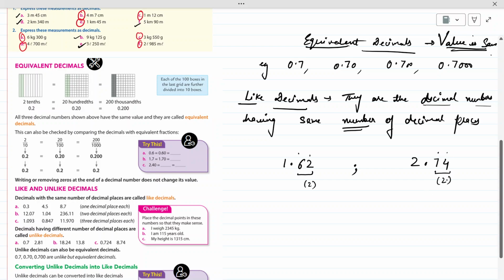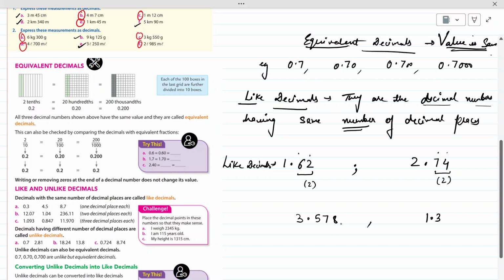So since the number of decimal places are same, these are like decimals. Okay, these numbers are like decimals. If I take another example where I have 3.578 and 1.3, let's say. So these are decimal numbers, they have different values, but when we see if they are like or not, we will compare their places, number of places after decimal.